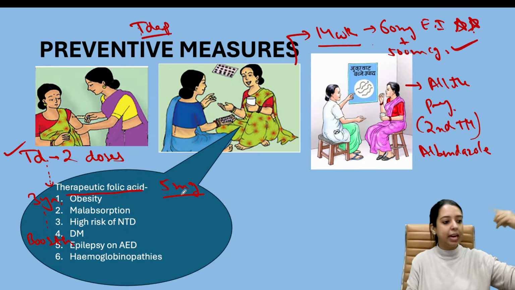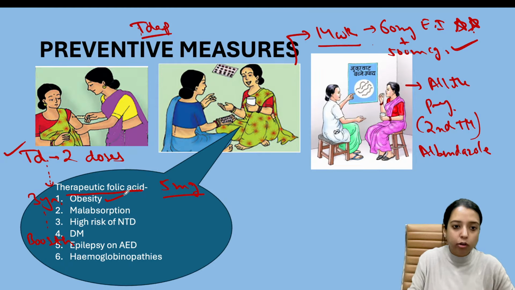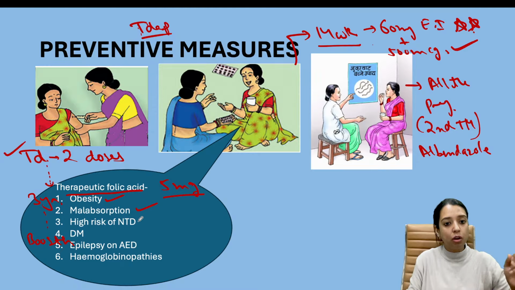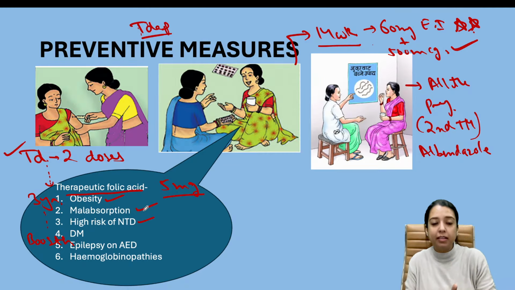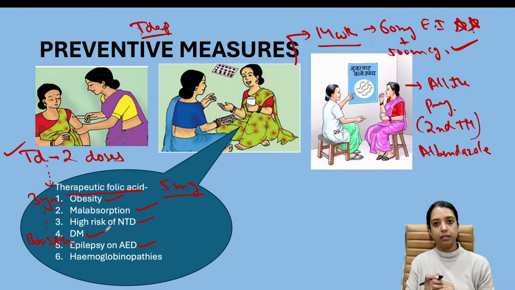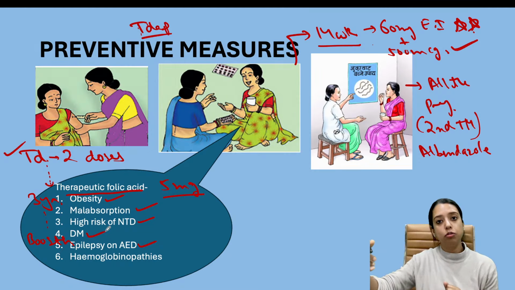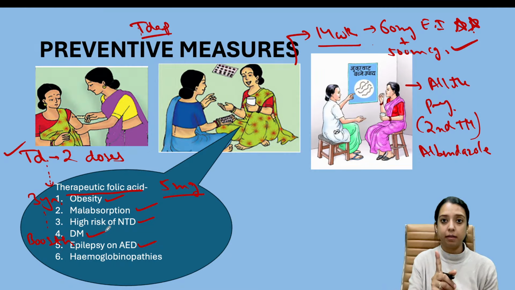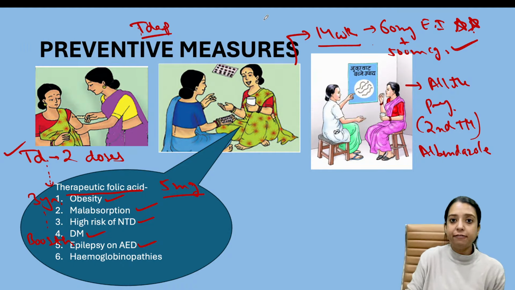Which women will need therapeutic dose? Those who are obese, those who have malabsorption, those with history of neural tube defect, history of taking drugs which can hamper the absorption like anti-epileptics, diabetic mothers. इनको आपको थेराप्यूटिक डोज देना पड़ता है. थेराप्यूटिक है 5 मिलीग्राम, प्रोफाइलेक्टिक है 500 mcg. Prophylactic is given to everyone.